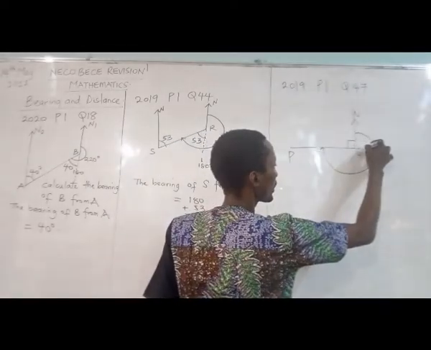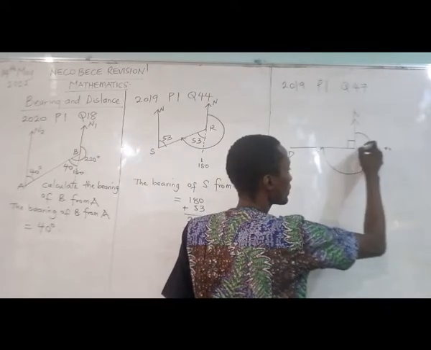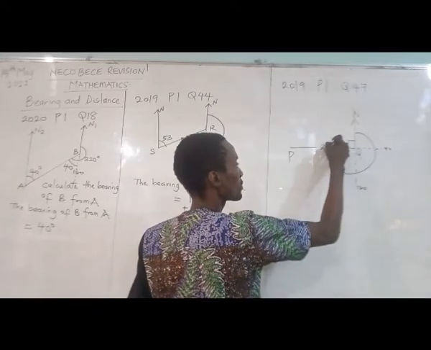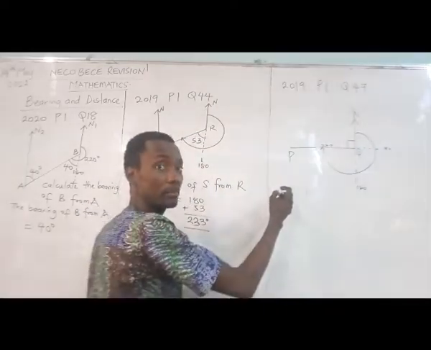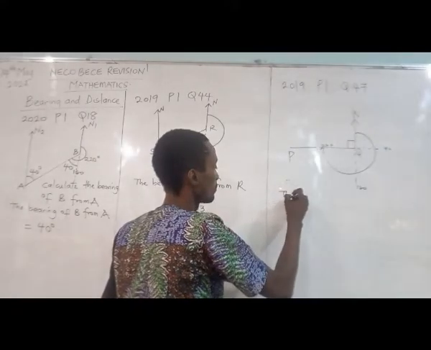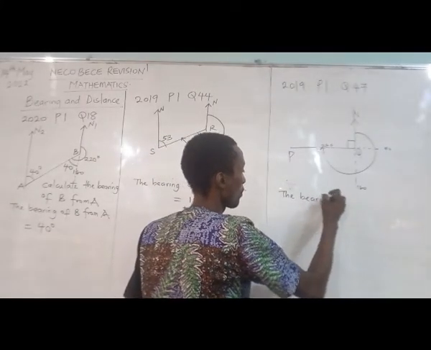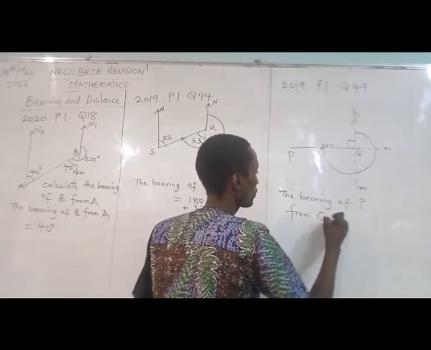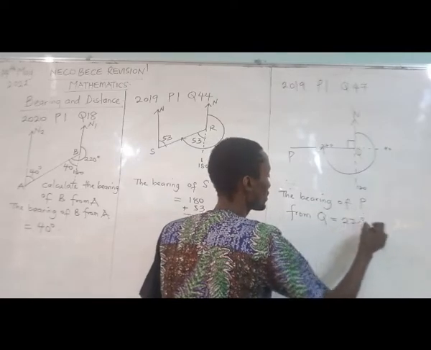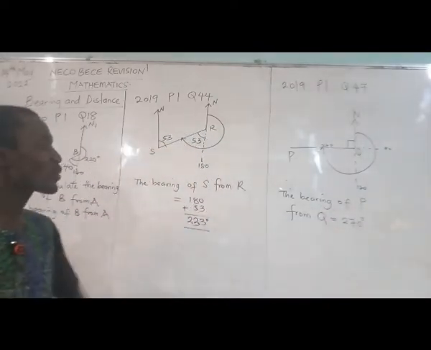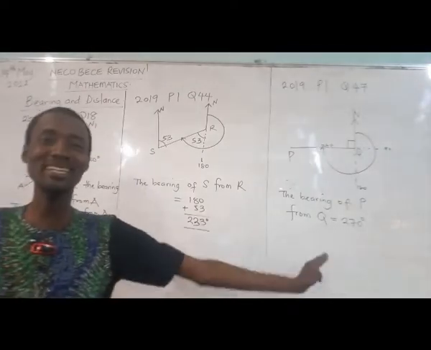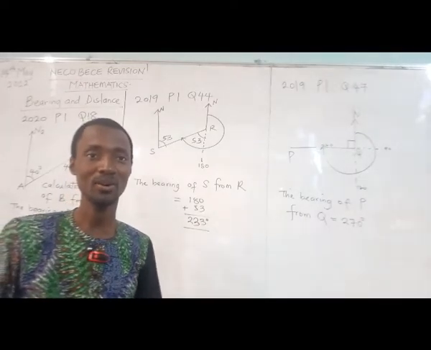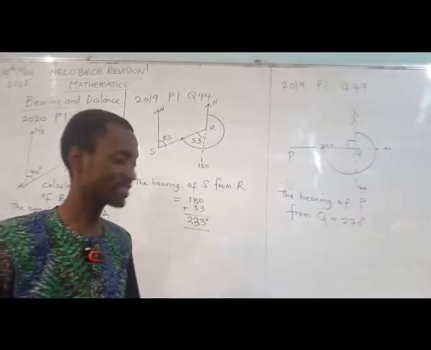Remember, then you can do an extension out. This is 90, this is 180, and because this is 90 degrees, this will be 270. So the bearing of P from Q is 270 degrees. That's it. You see that this question, if you know what to do, in less than 1 minute you are cleared. One minute max. Okay, so let's go to the next one.